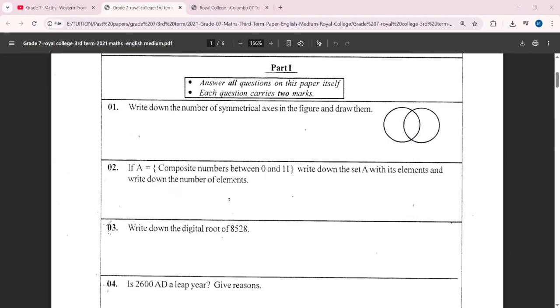And then let's see the third one. Write down the digital root of 8528. So the digital root: 8 plus 5 plus 2 plus 8. 2 plus 8 is 10, 8 plus 5 is 13, 13 plus 10 is 23. Then 2 plus 3 is equal to 5. Now the digital root is 5.